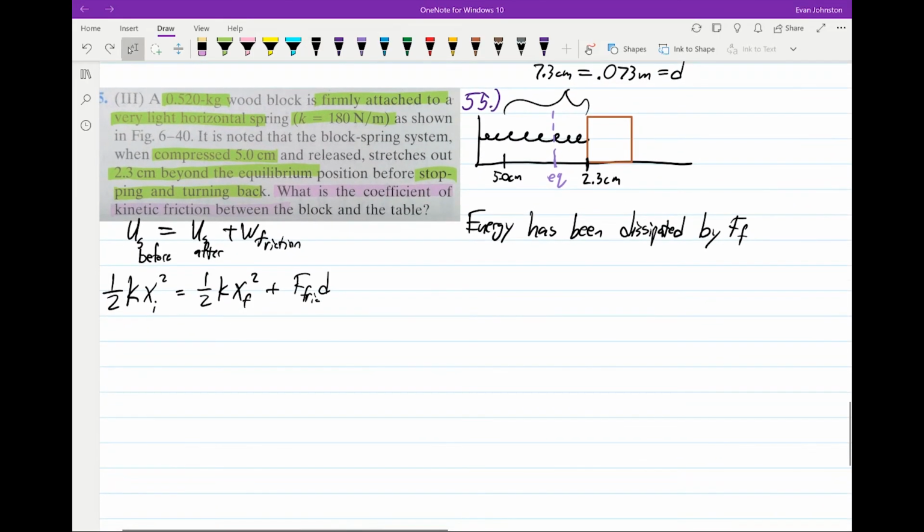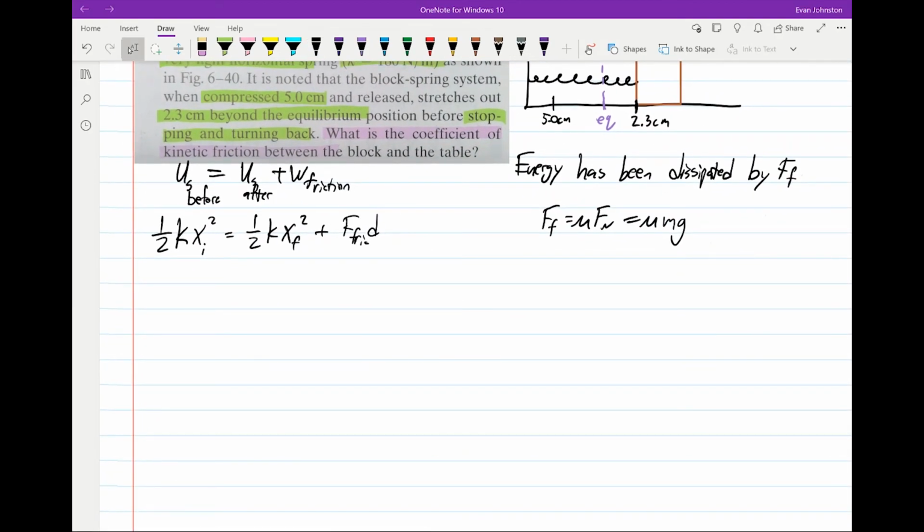Now I can plug in a little bit more. If we remember friction, we know that force friction is mu times our normal force. But in the case of our box, it's on a horizontal table, so we're going to rewrite this as mu times mg, because the force of gravity and the normal force are balancing each other out in this scenario. So I'm going to plug in for all of my values now.